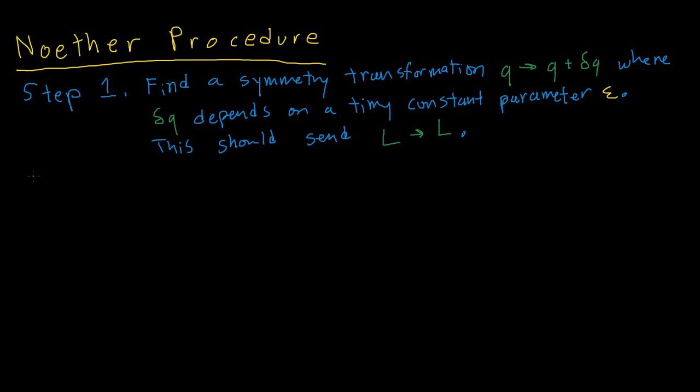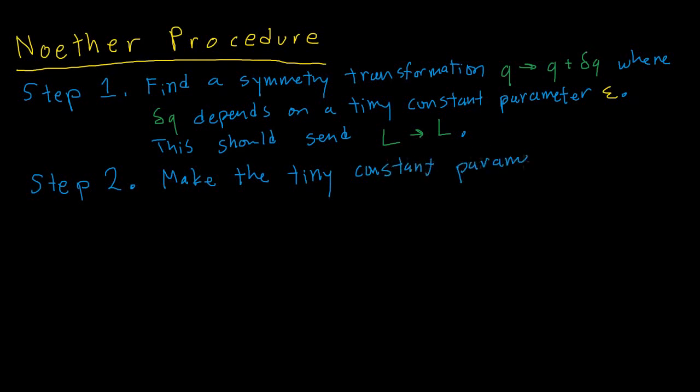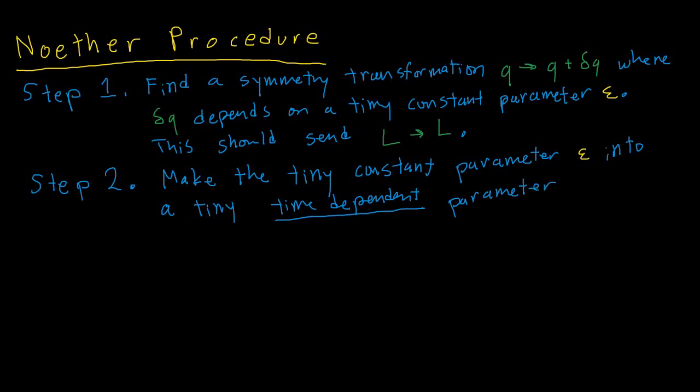Okay, now step two is definitely the clever step, the crucial step. Step two, make the tiny constant parameter epsilon into a tiny time-dependent parameter, epsilon of t. So you just replace your constant epsilon in your symmetry transformation with a time-dependent epsilon, epsilon of t.